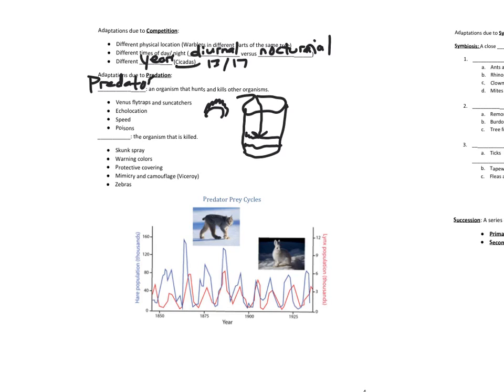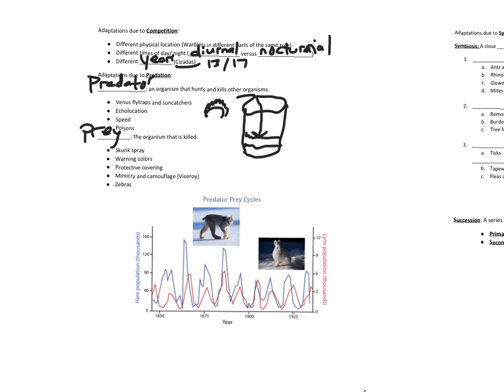Right? We also have organisms that get hunted or killed, and those are called prey. And even prey have created adaptations to help them survive so that they don't become prey. A skunk's spray is another great example of an adaptation that an organism has that prevents it from being killed. Warning colors, if you've ever seen poison dart frogs, they have these really bright red and blue and yellow colors that are basically telling any predator that it's not a very good idea to try to eat them because they'll get very sick or worse.